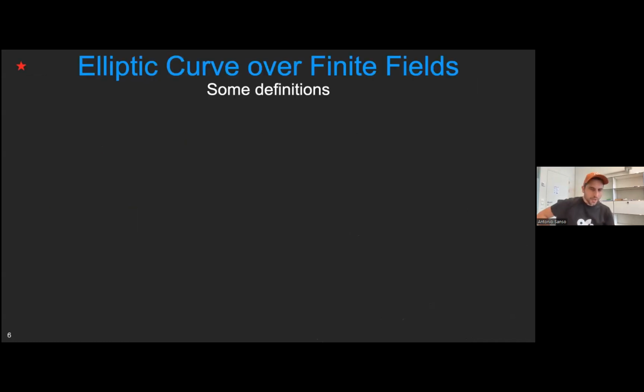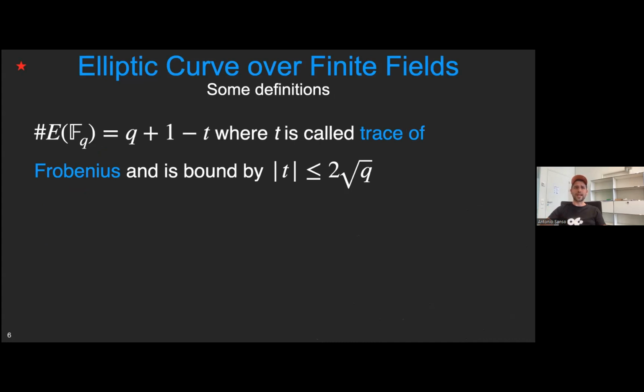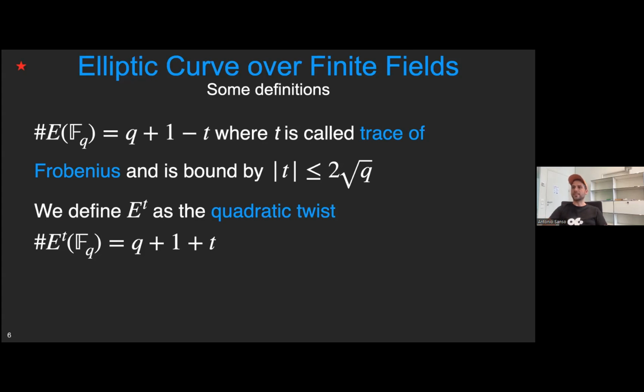In order to see what we're going to describe in this paper, we need some definitions. This is the formula for the number of points over E(F_q), which you compute using the SEA algorithm. The SEA algorithm computes the t in this formula. So the number of points is q plus 1 minus t, where t is the so-called trace of Frobenius. This trace of Frobenius is bounded by the Hasse-Weil bound and cannot be bigger than 2 square root of q. At the same time, the number of points of the quadratic twist of the curve is q plus 1 plus t.